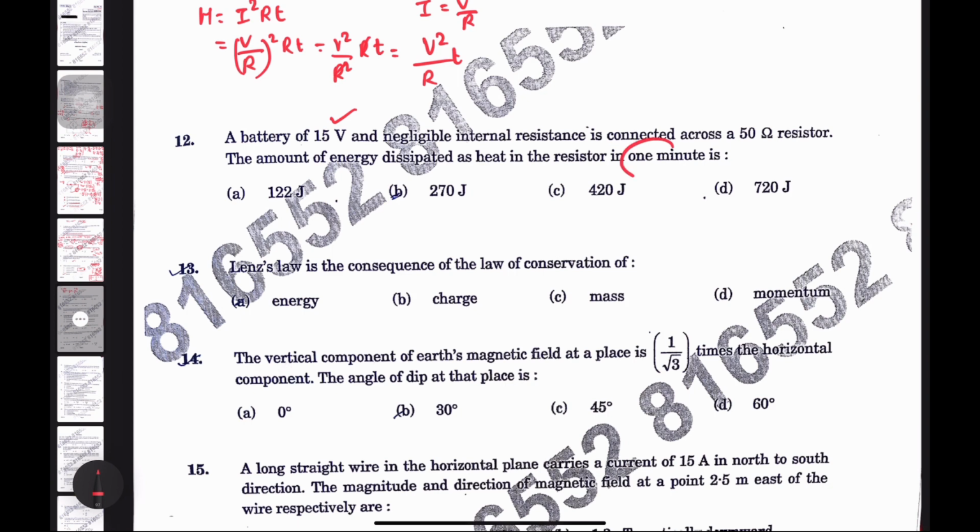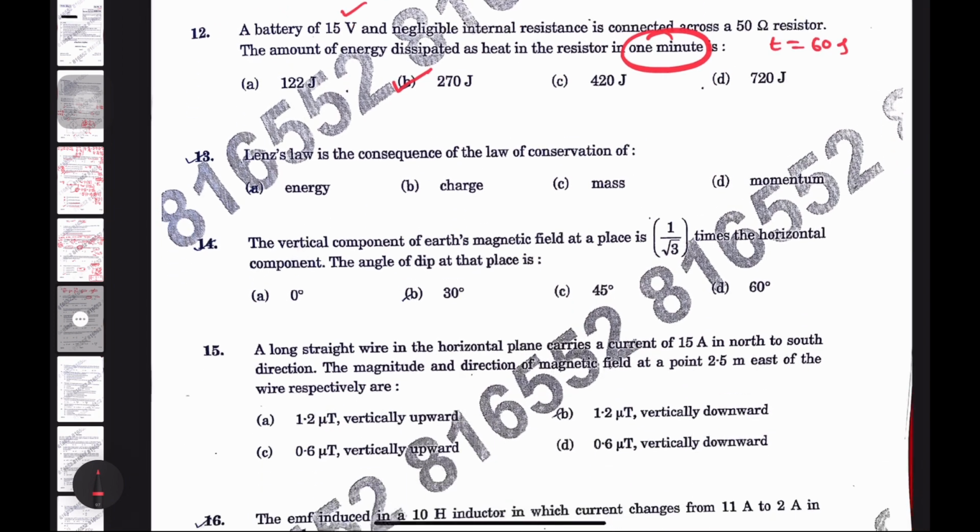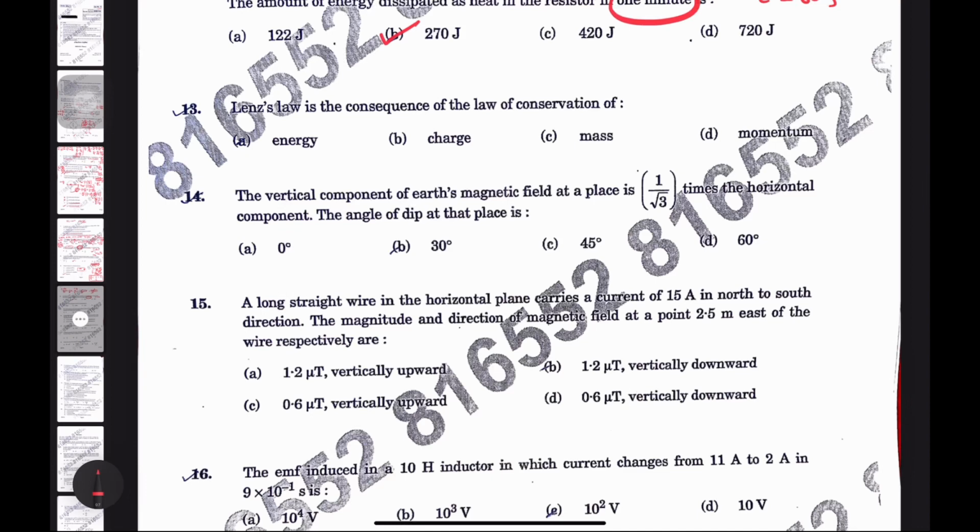Instead of using 1 minute, I am going to use T is equal to 60 seconds. So we have to put the values, that is 15 square upon 50 multiplied by 60. So cancelling out, we have 15 multiplied by 15 multiplied by 6 divided by 5. 5 3s are 15, and on solving, we have 270 joule, so B is the correct option. Then Lenz's law is the consequence of the law of conservation of energy. So it was a very direct question. We just needed to read the question and answer it.